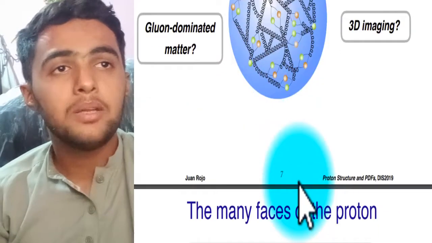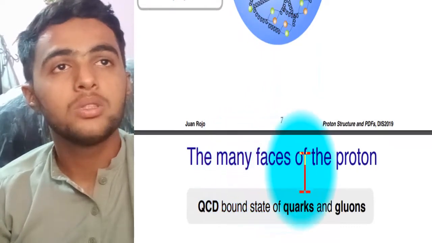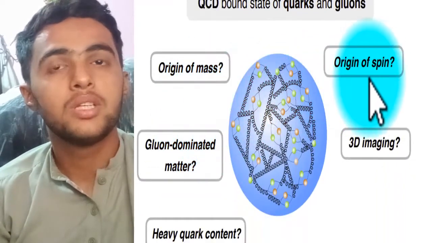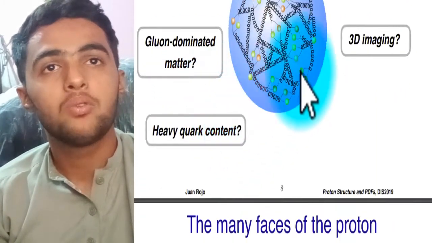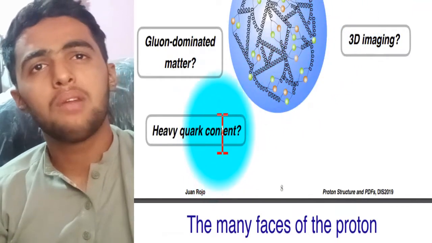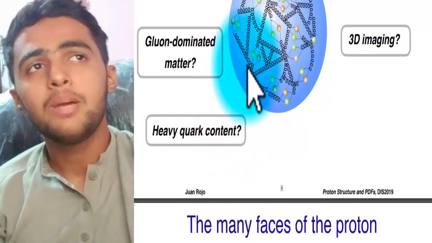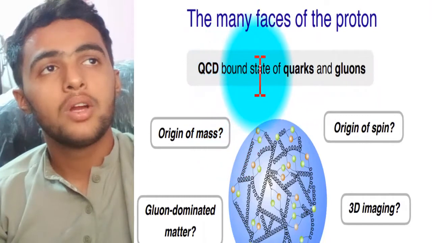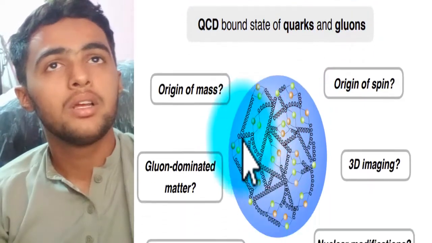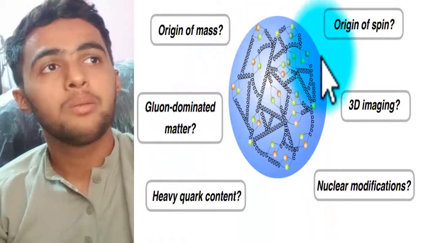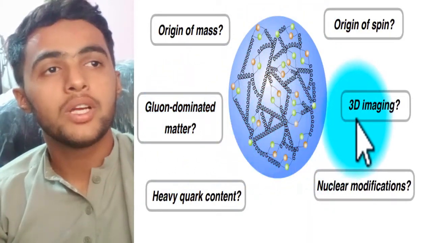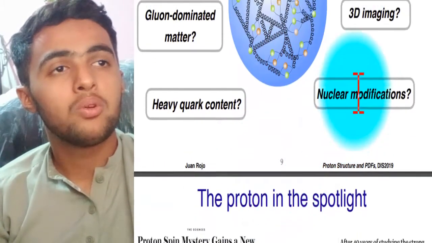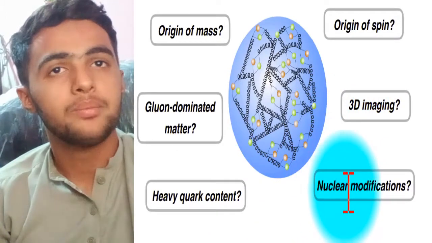After that, the many faces of the proton: QCD bound state of quarks and gluons, origin of mass, origin of spin, gluon-dominated matter, 3D imaging, heavy quark content. It means that it is heavy in content. Then the many faces of the proton with the same list, plus nuclear modification. We will discuss what is meant by nuclear modification.